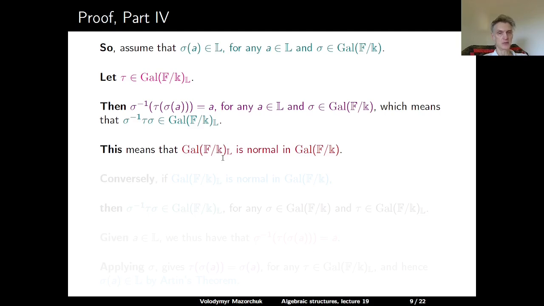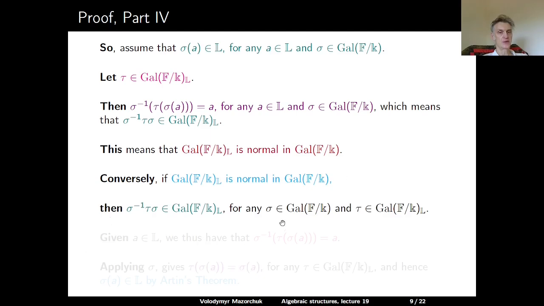That's exactly normality of the subgroup. So now we have proved our claim in one direction. Conversely, assume that the stabilizer subgroup is normal in the big Galois group. So this means that for any sigma in the big Galois group and any tau in the stabilizer subgroup, sigma inverse tau sigma belongs to the stabilizer subgroup.